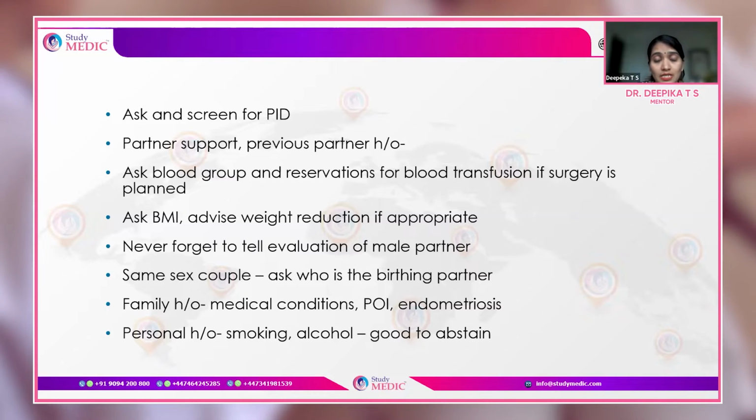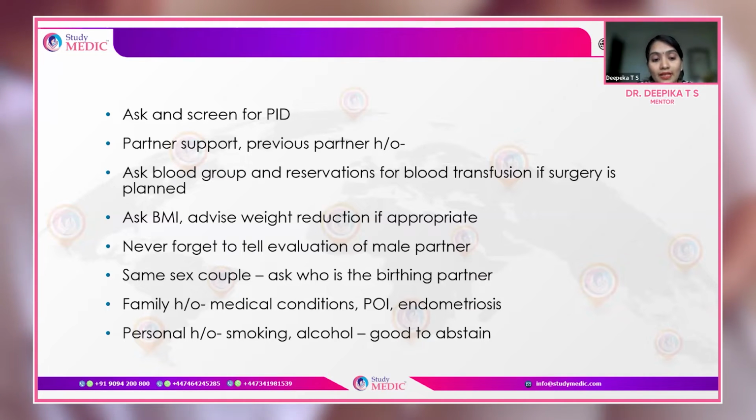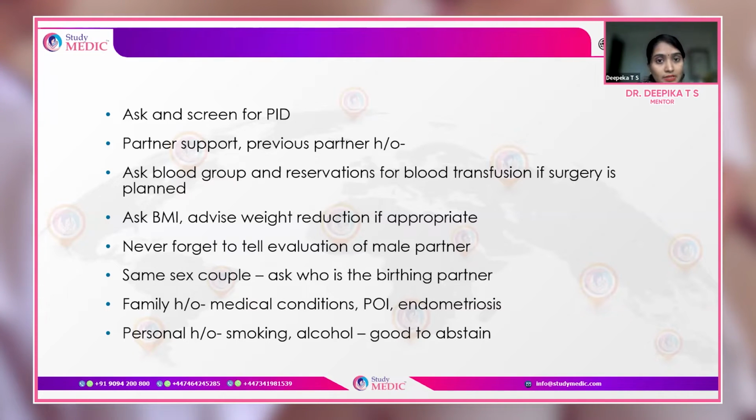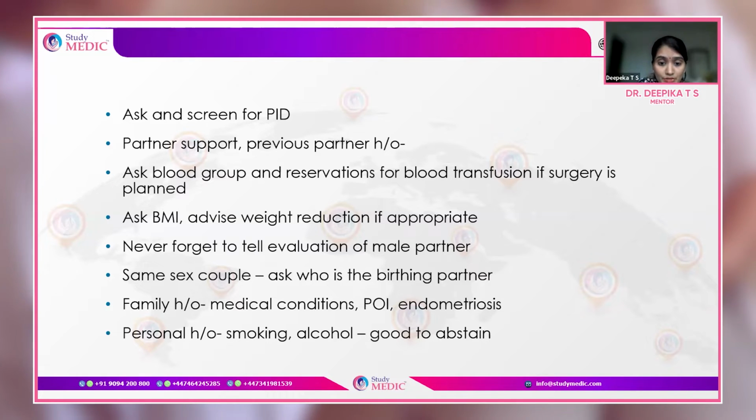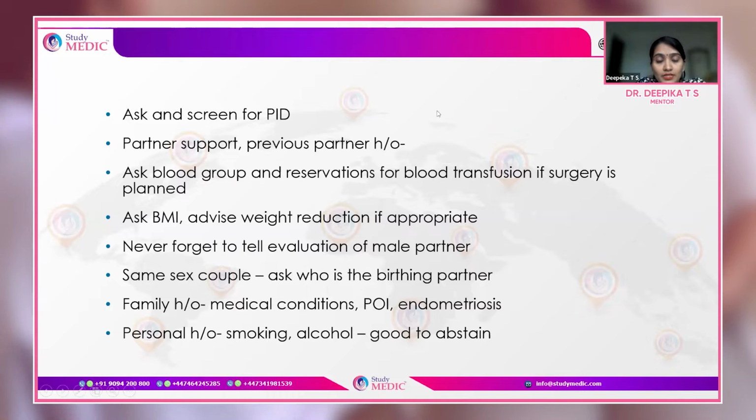And in some special stations like a same-sex couple, you have to ask whether they have decided who is the birthing partner. Then family history: as you know, in subfertility, asking for a family history of premature ovarian insufficiency and endometriosis has a role. And signpost and ask for personal history: smoking, alcohol, any drug abuse, and suggest to abstain.